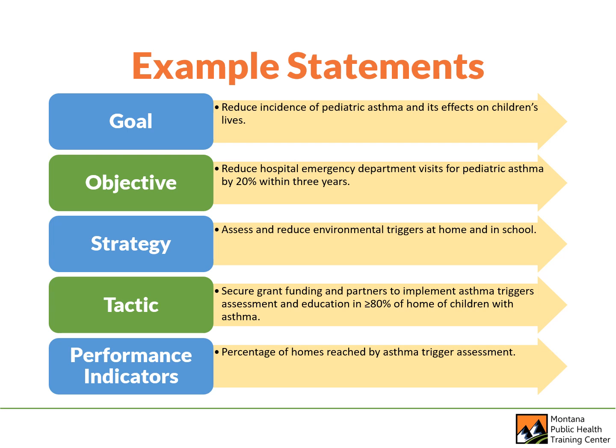So what's a tactic? How are we going to do that? We're going to look for grant funding and partners to implement asthma trigger assessment and education for greater than or equal to 80% of the homes of children with asthma. And our performance indicators, as we look through this over the next 3 years, are going to be the percentage of homes reached by the asthma trigger assessment. So here's an example of how that would play out in your health improvement plan.